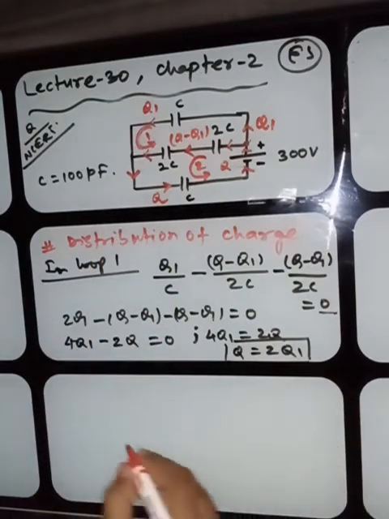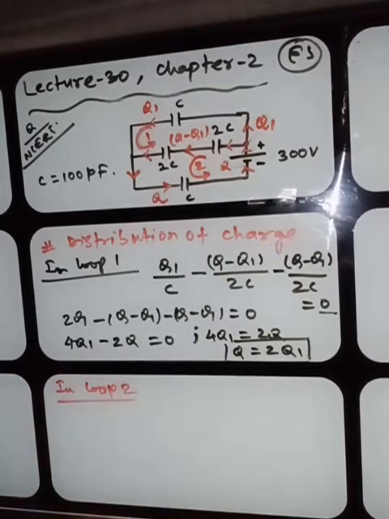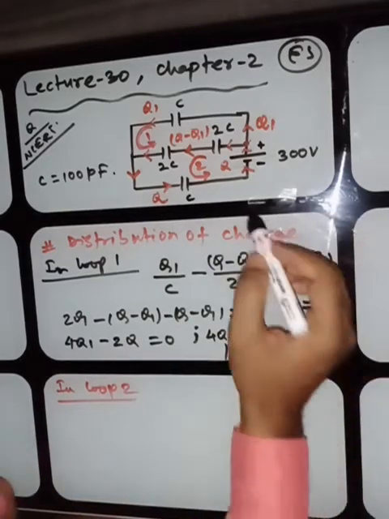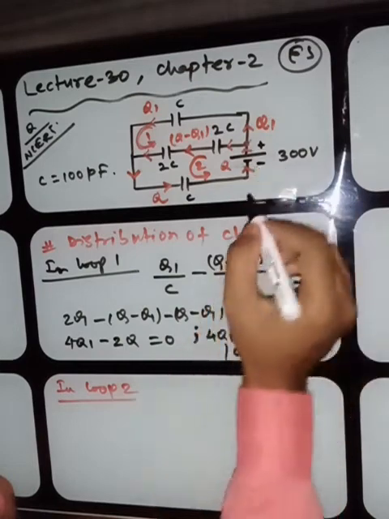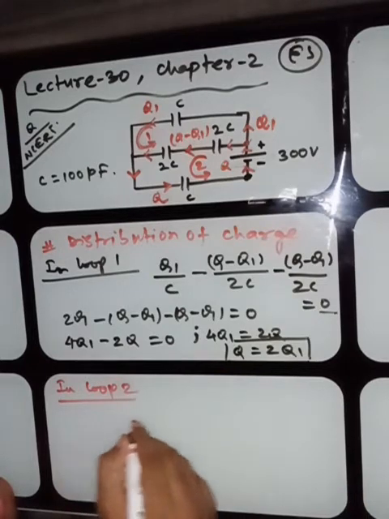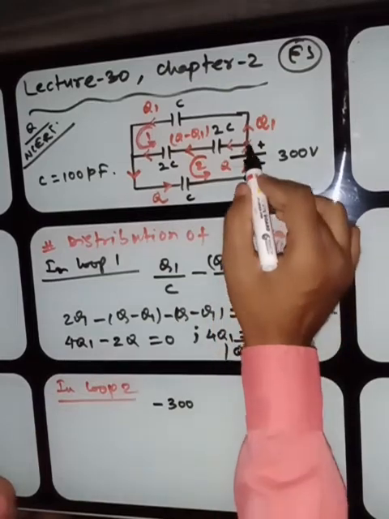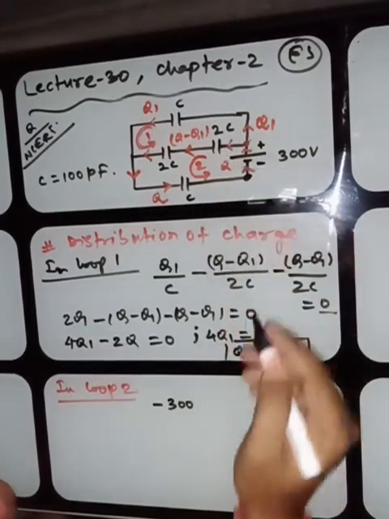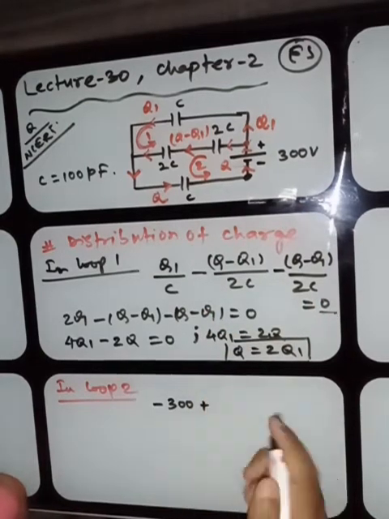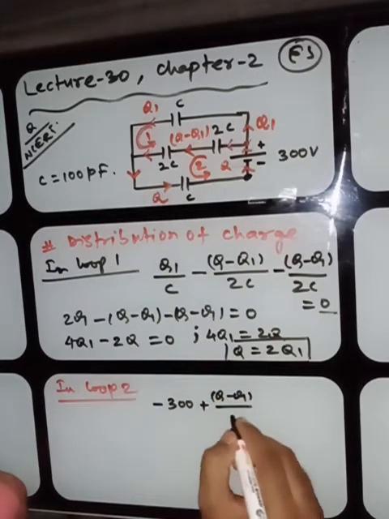So in loop 2, my dear students, we are writing the equation. Start moving from any point. We are moving from this point, so first we meet the battery. We meet the negative terminal of the battery here, so minus V, that is minus 300. Now move to the capacitor. The voltage across it is Q by C, and here the charge is Q minus Q1, over 2C.